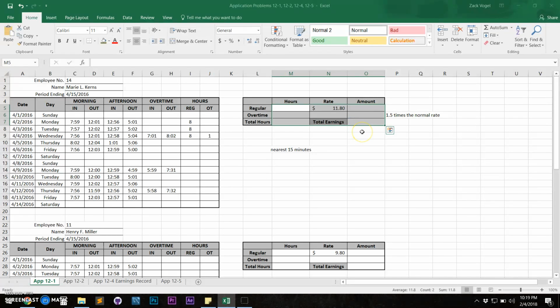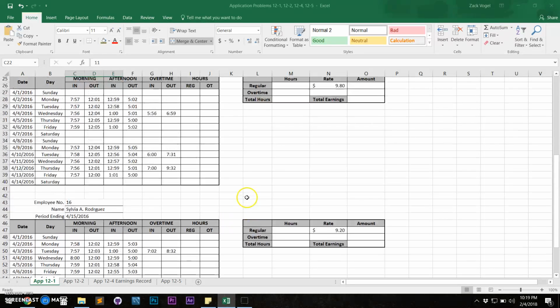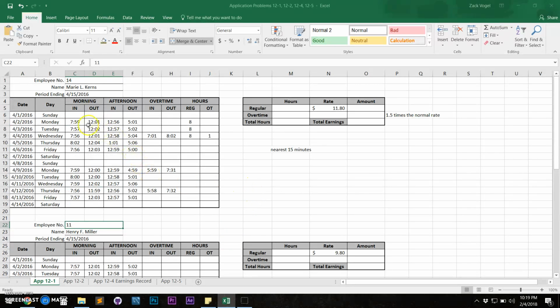So this looks a lot like 12.1 when you're doing this part over here, but it's a little more confusing over here because you're going to have to do a little rounding, and you're going to round to the nearest 15 minutes. And so you'll do it for employee number 14, employee number 11, and employee number 16 down here. So you have to do it for 3 employees, but don't let this trip you up. Just know that you have to round to the nearest 15 minutes, and you'll be just fine.